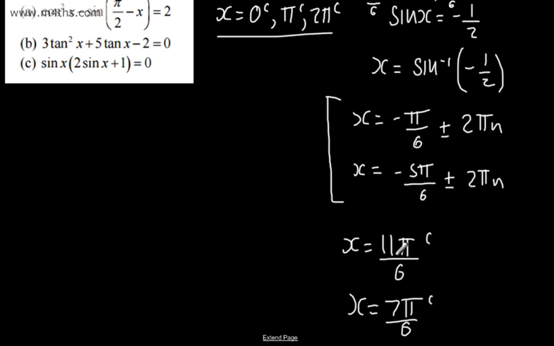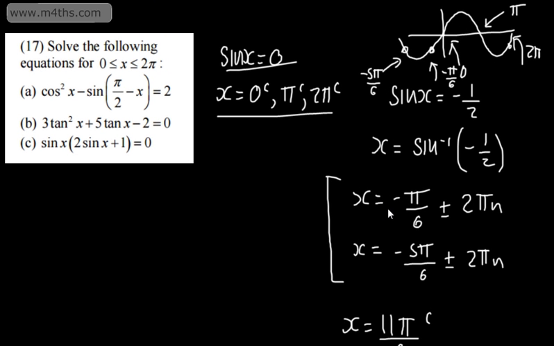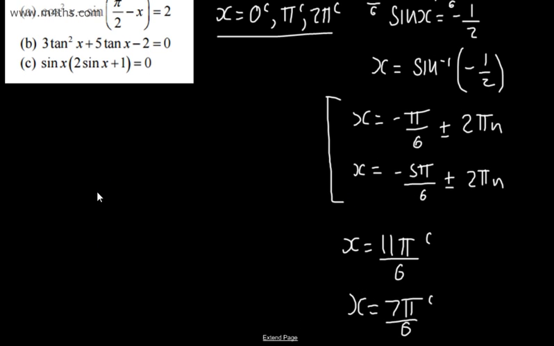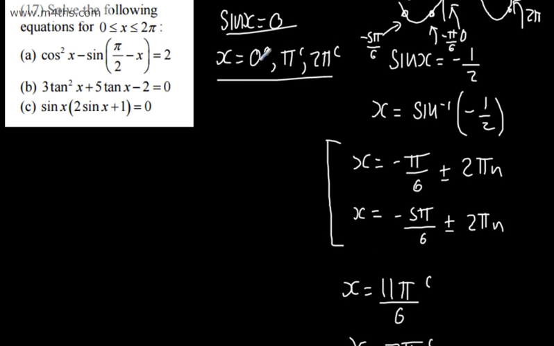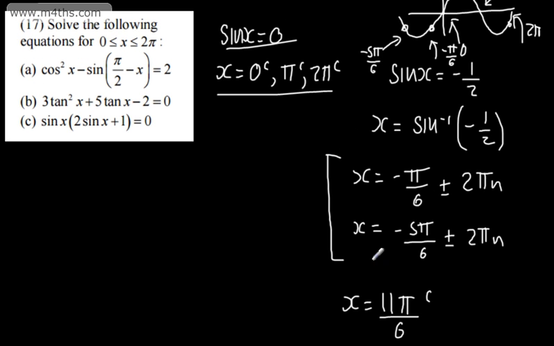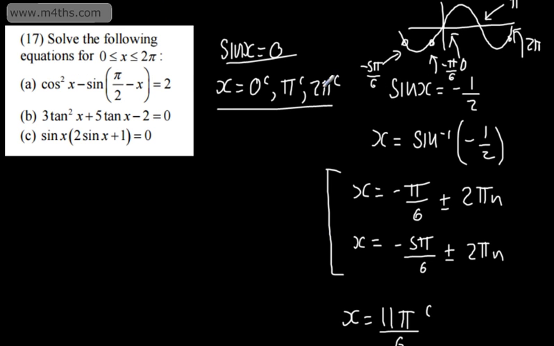So these are our two solutions, and they're what we would call exact solutions. So they're in terms of pi. If you're asked now to give your answers as exact or multiples of pi, don't write decimal answers, just go ahead and do these. So what we've got then are 0, we've got 7 pi by 6, we've got pi, we've got 11 pi by 6, and we've got 2 pi.